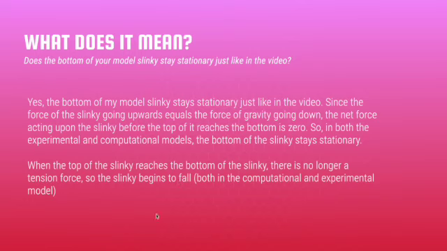So, what does it mean? Does the bottom of your model slinky stay stationary just like in the video? Yes. The bottom of my model slinky stays stationary just like in the video. Since the force of the slinky going upwards equals the force of gravity going down, the net force acting upon the slinky before the top of it reaches the bottom is 0. In both the experimental and computational models, the bottom of the slinky stays stationary until the top reaches the bottom. When the top of the slinky does reach the bottom, there's no longer a tension force, and so the slinky begins to fall.